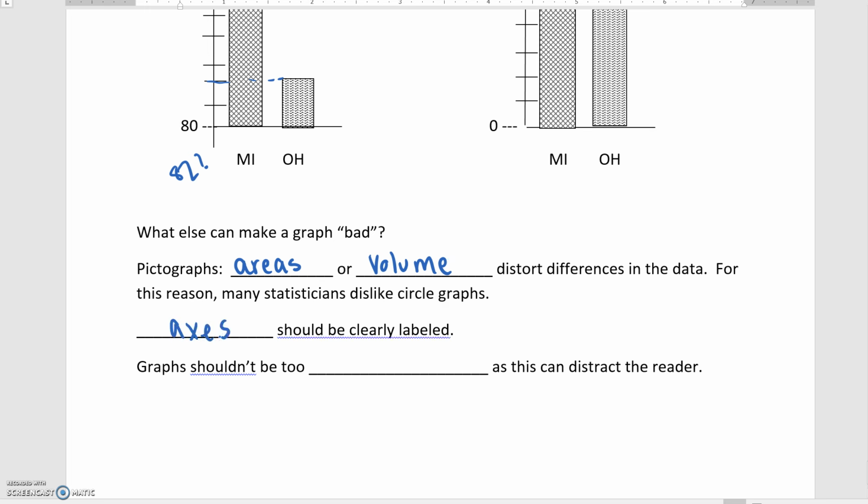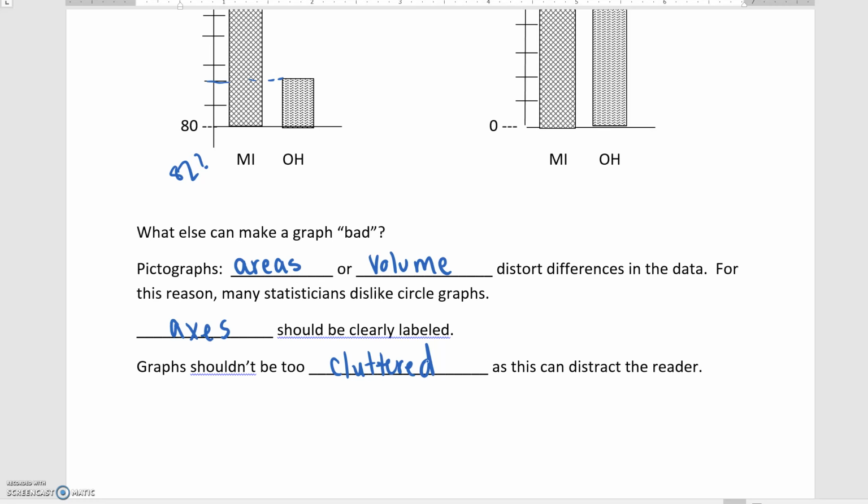So your x and y axis, whatever you're measuring, you need to label them so that the person looking at the graph can correctly interpret it. And graphs shouldn't be too cluttered. If you have too much going on in a graph, it can be very hard for the reader to truly understand what's happening. So these are only some things that can go on in a graph.